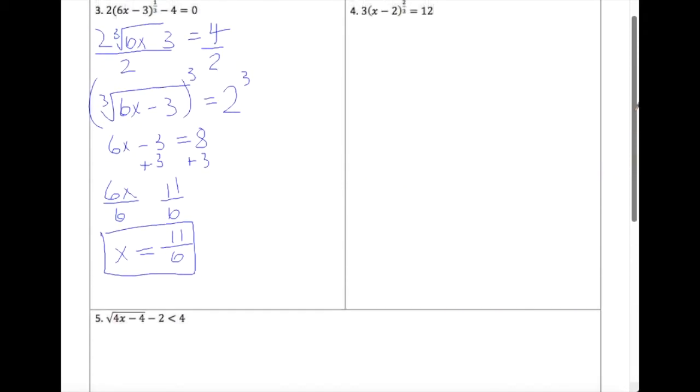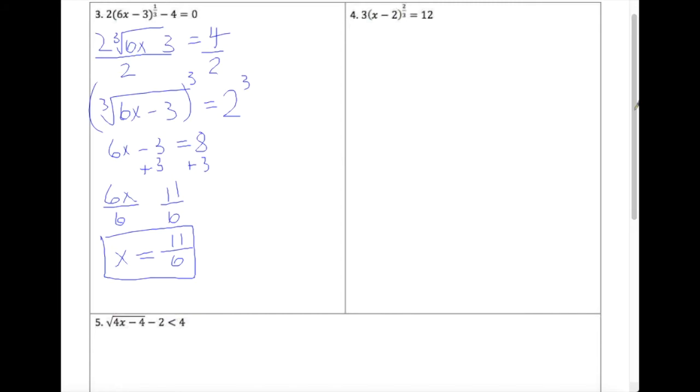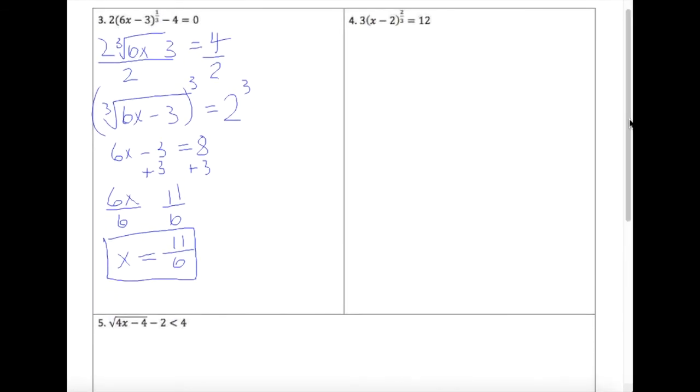So if you square both sides, then you do change the domain, because a square root can't have negatives inside, but a cube root can. Here we have 3 times (x minus 2) to the 2/3 is equal to 12. So just like the previous problem, we're going to want to write that rational exponent in radical form so that we can see its inverse better.